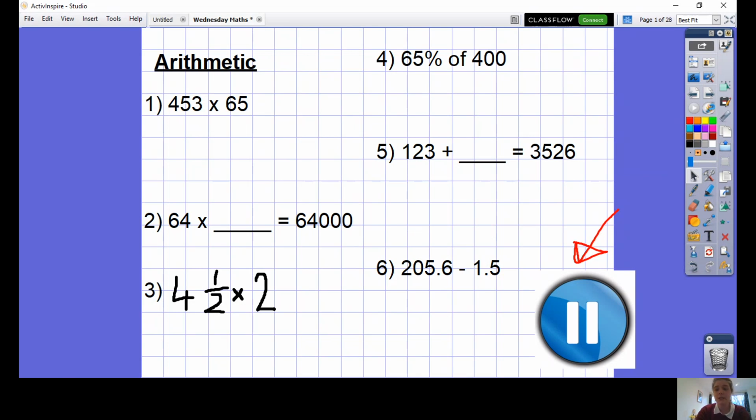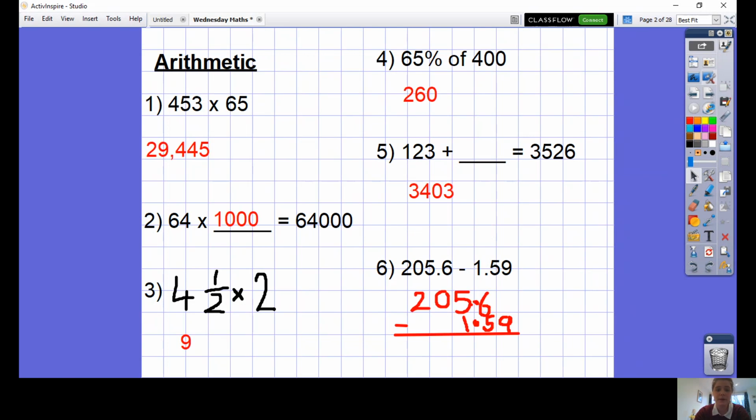So you should have answered all 6 questions and written down all of your working out. I'm now going to go through the answers with you. For most of them, I don't really need to go into too much detail. I want to talk mostly about question 3 and question 6.